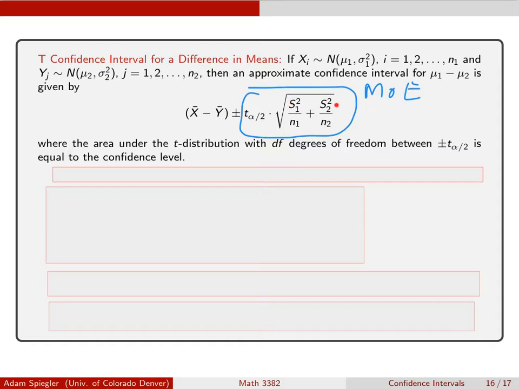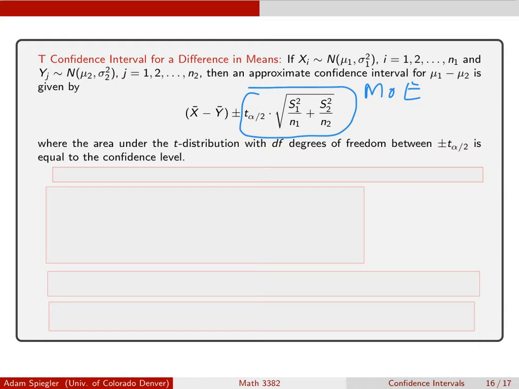And since we don't know what these variances are, we use the two sample standard deviations. And since we don't know what the variances are, that's why we use a t-distribution again. So it pretty much looks exactly like what we did for a single mean, except now our statistic that we start with is the difference in our sample means, and we're going to adjust the standard error to use this new formula to estimate the standard error. The t alpha over 2, that's the same as before.